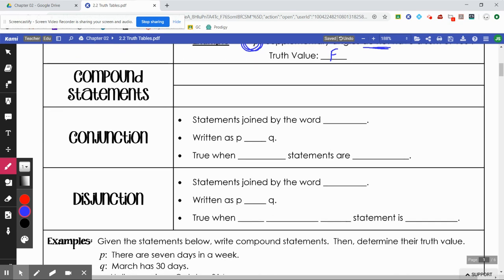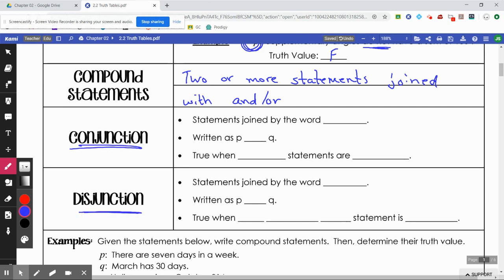Next up, compound statements. A compound statement is just like a compound sentence in English. A compound statement would be two or more statements joined with our conjunctions, which we're going to be talking about in just a second, joined with and or or. Joined by one or the other. Conjunctions and disjunctions. Let's talk about the ands and ors here.